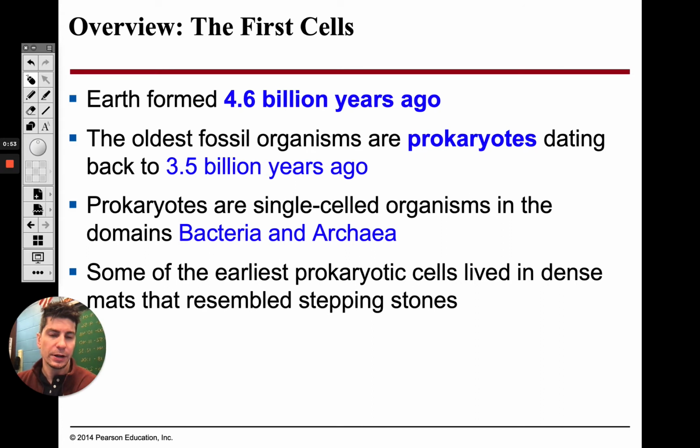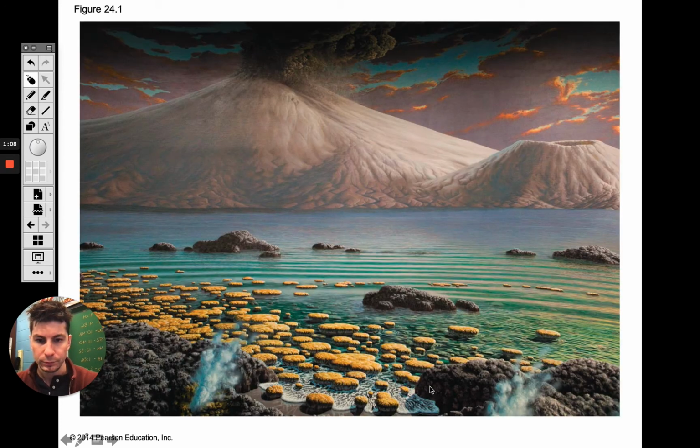And these first prokaryotes were simple. These are things like bacteria, which you guys know, and archaea. We've talked about that in the past. These are our prokaryotic organisms that live in hot springs and other extreme places like that. So here is a picture of what we would think early Earth would look like.